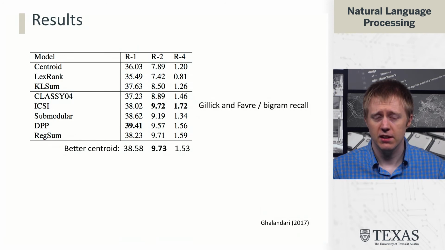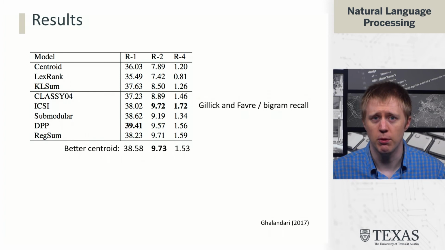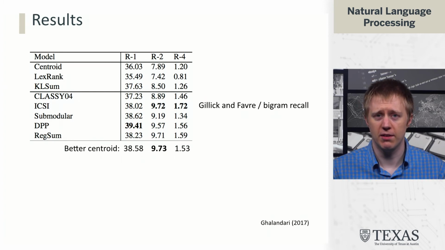But the takeaway here from this paper by Galanis in 2017 is that a lot of these relatively basic techniques can work pretty well. They showed that an improved version of the Centroid method, which we saw a few slides ago, was able to match or exceed the performance of a lot of fancier things based on submodular optimization or determinantal point processes that had been proposed more recently.